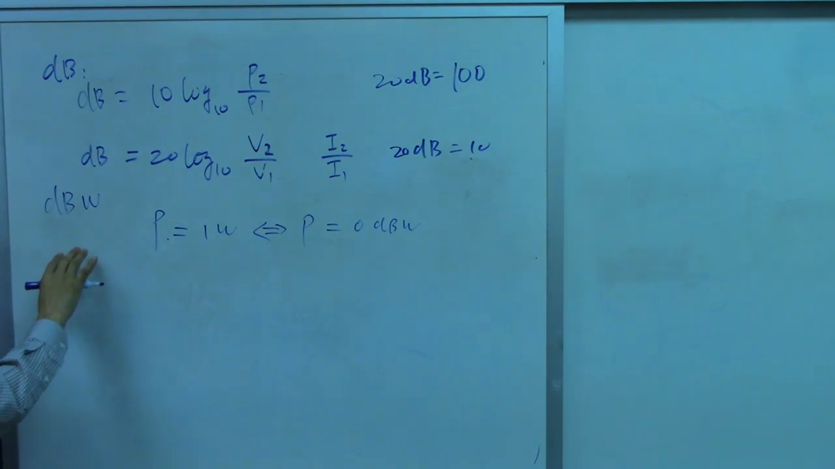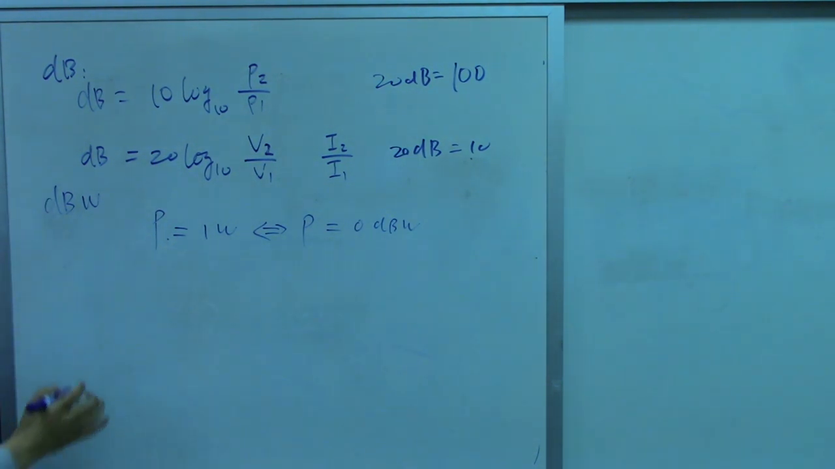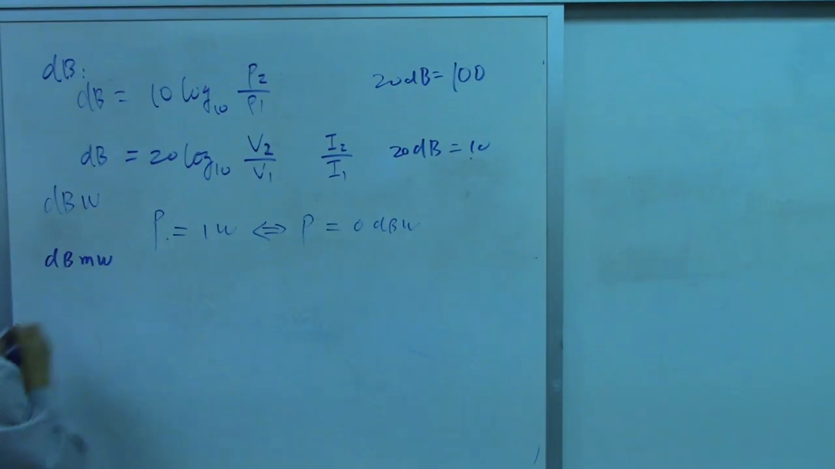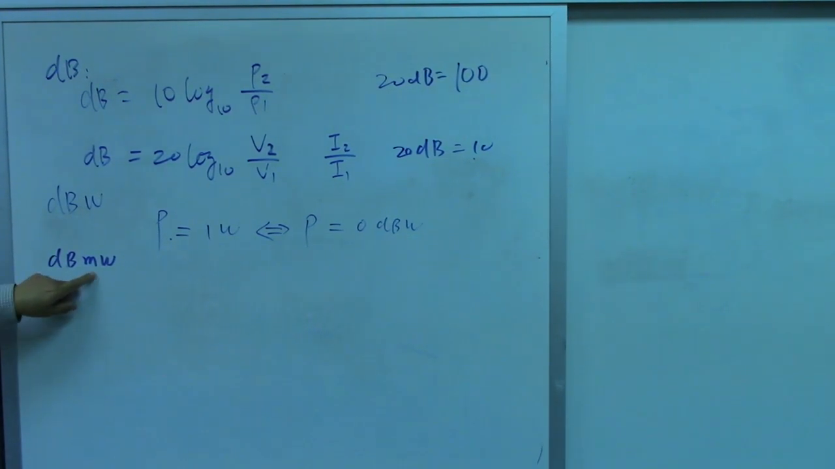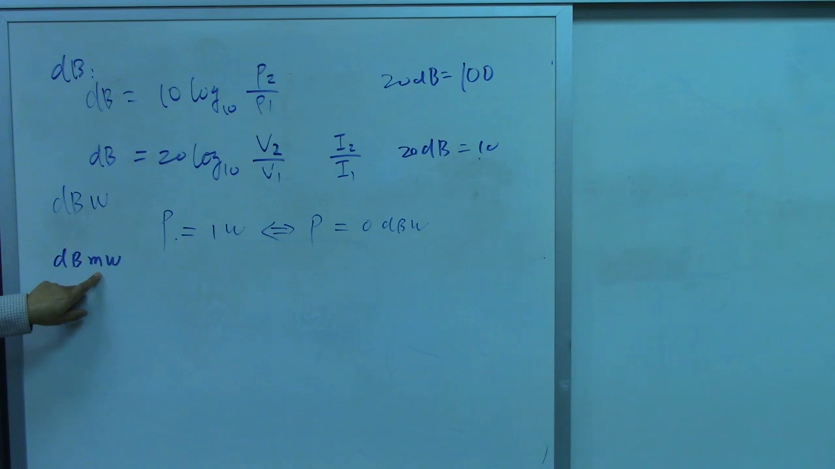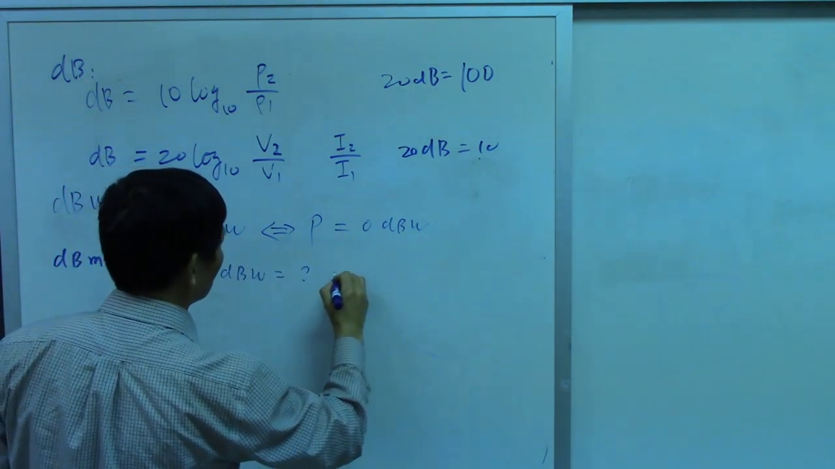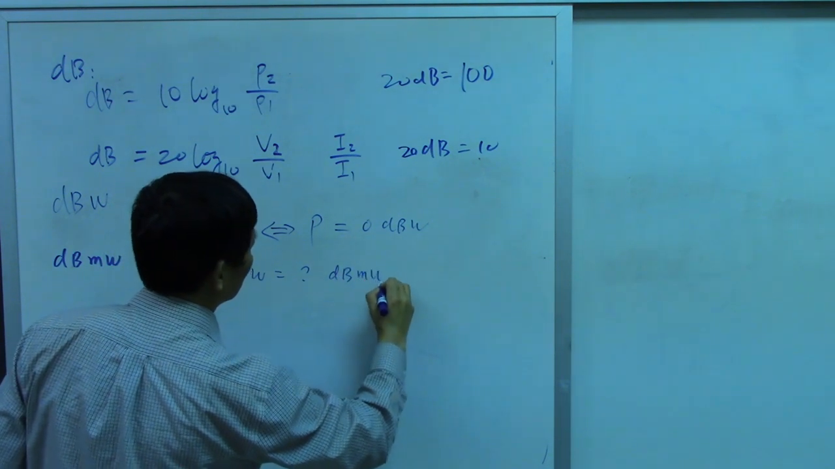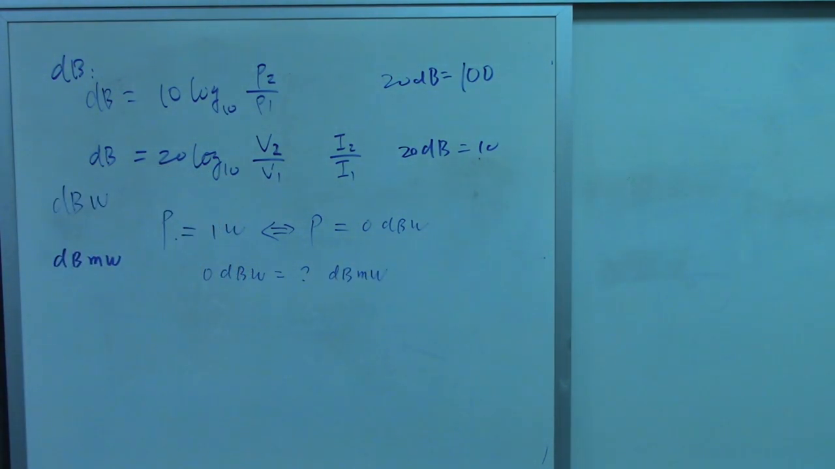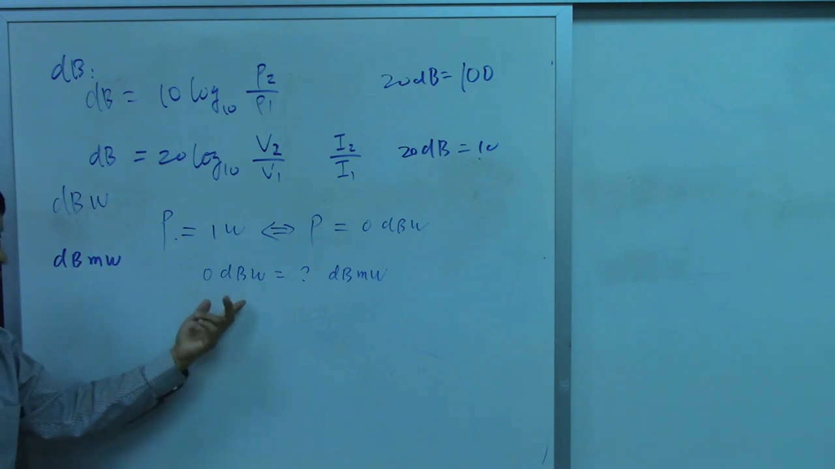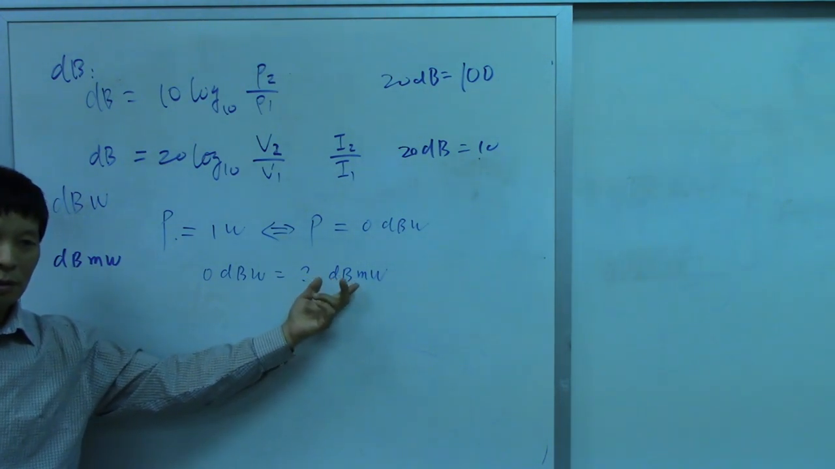This unit is large, so the next one will use a milliwatt. That means this one is the dB value compared to 1 milliwatt. Now look at this. 0 dB watt equals how many dB milliwatt? I want you to fill this blank. 0 dB watt equals how many dB milliwatt?